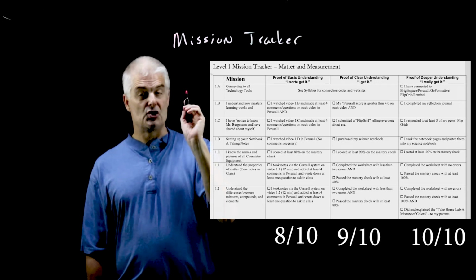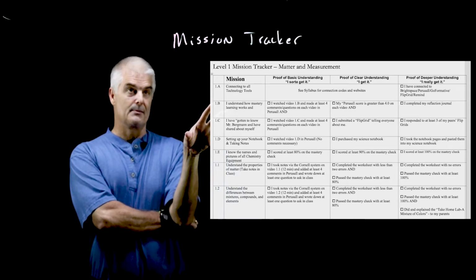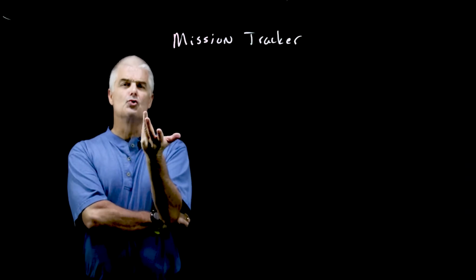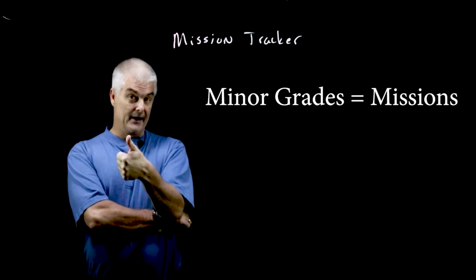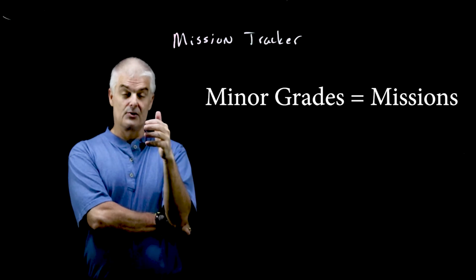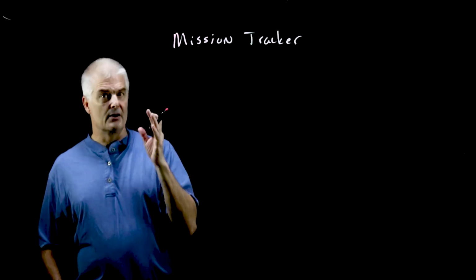So that's the mission tracker. That's how we're going to do that, and how it's going to be graded too. There are essentially 2 grading categories. Number 1, there are minor grades, which are the missions, and then there are the major grades, which are the boss battles. Now, speaking of the boss battles, there's going to be 3 levels.